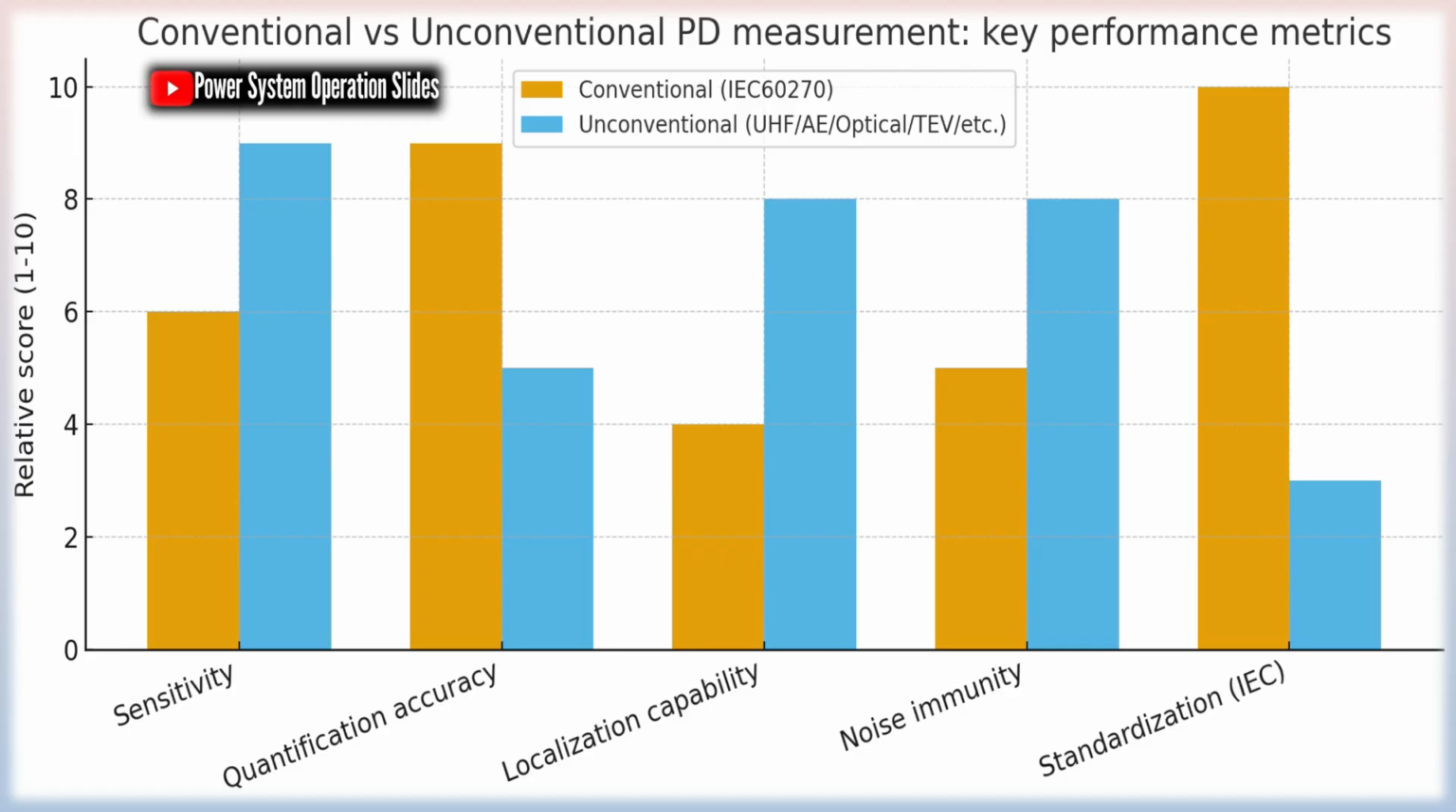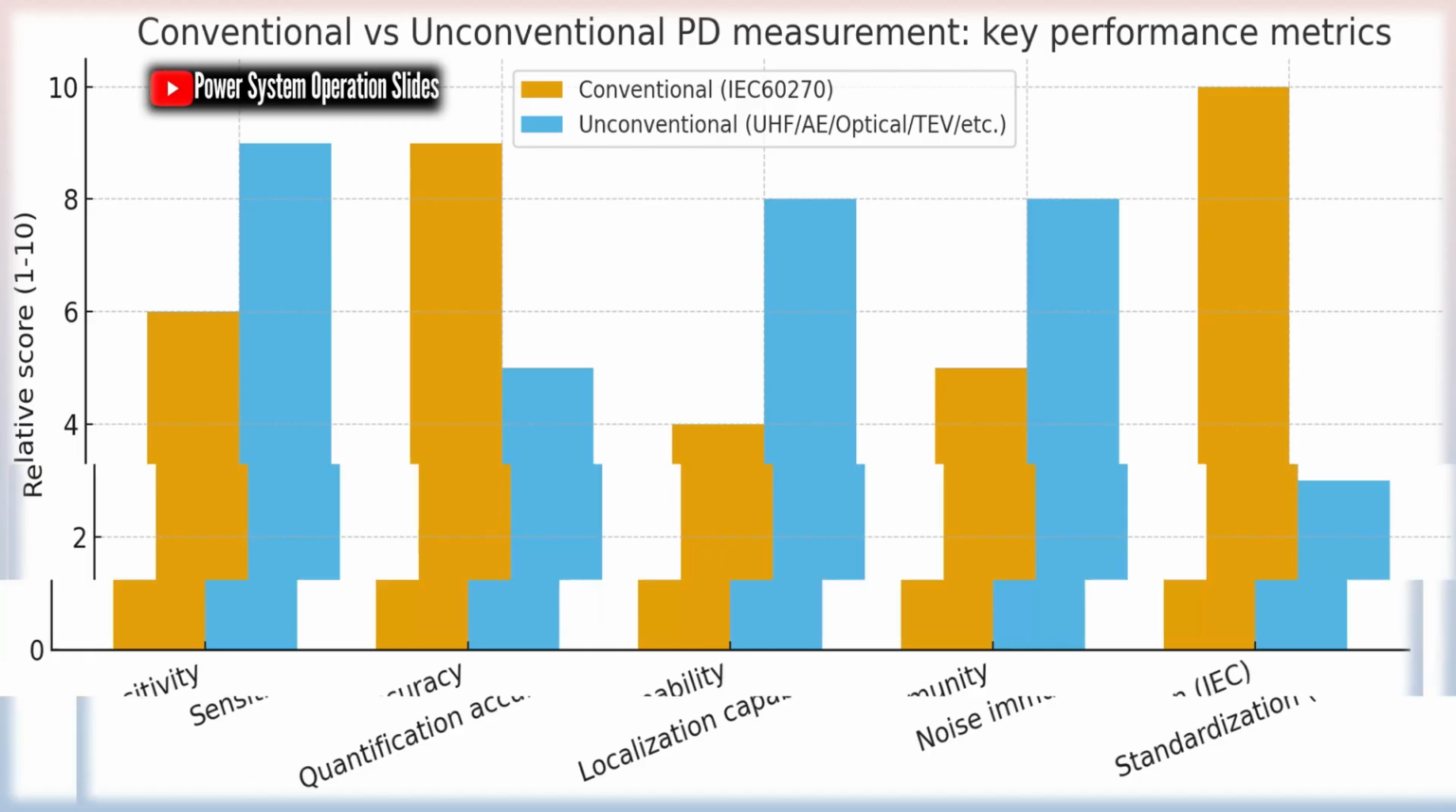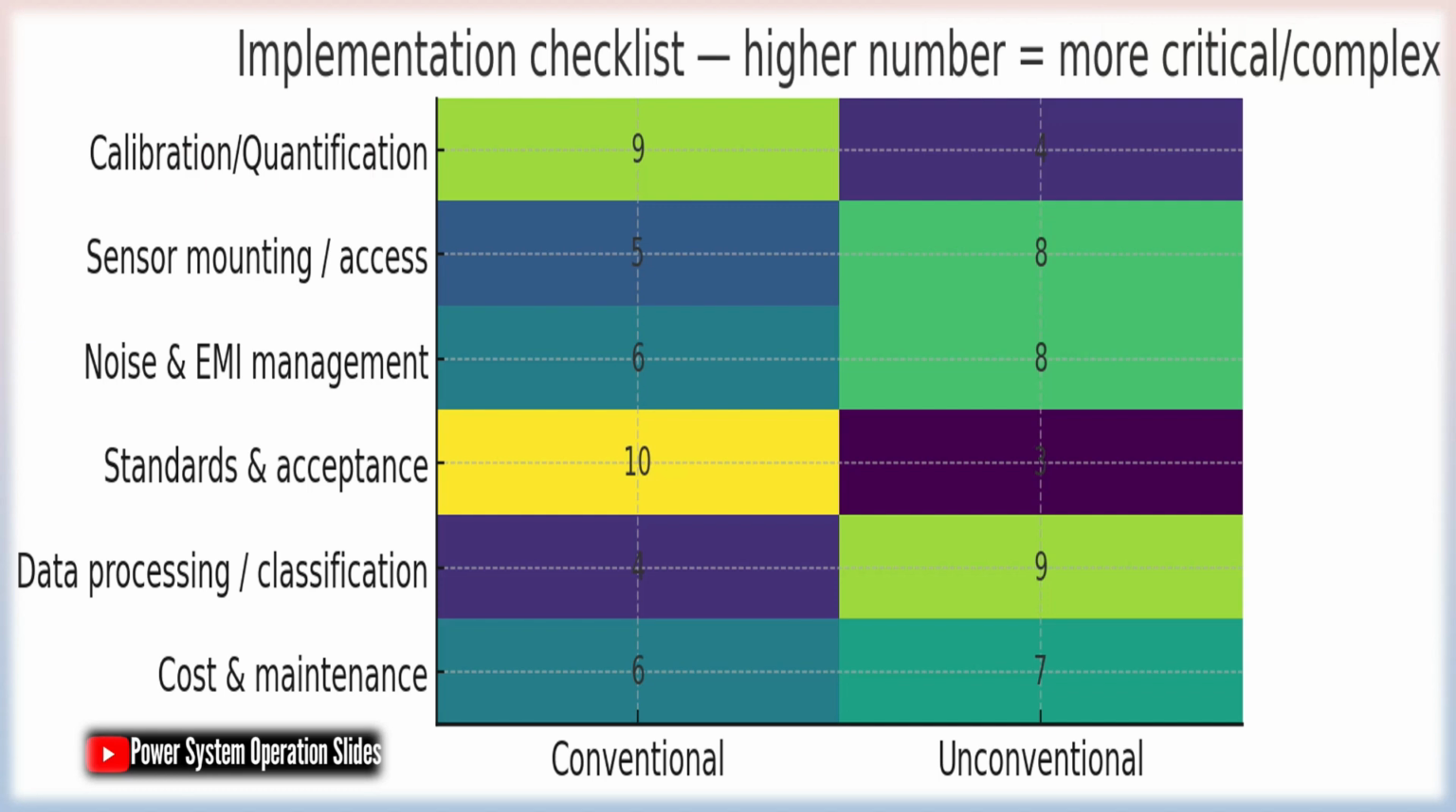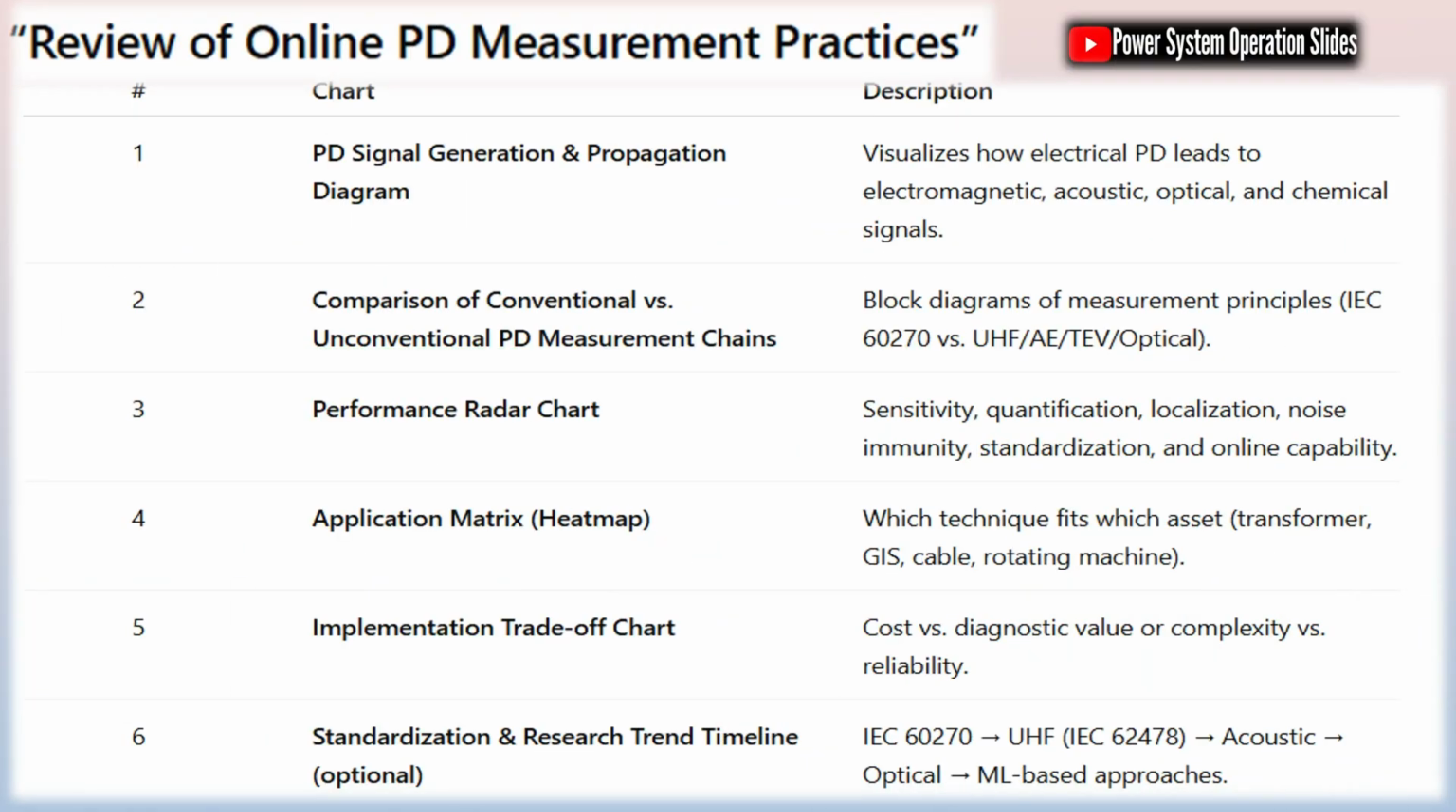When comparing all three techniques, conventional electrical methods offer precise calibration and standardized results but struggle with noise in field applications. UHF methods excel in noisy environments and are suitable for online monitoring but lack calibration standards and phase identification. And acoustic methods provide excellent location capability and EMI immunity but face challenges with signal attenuation and environmental interference.